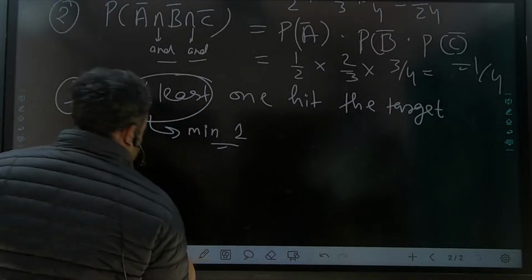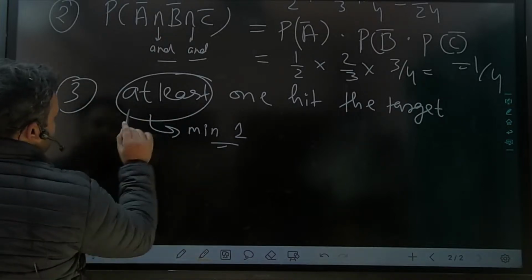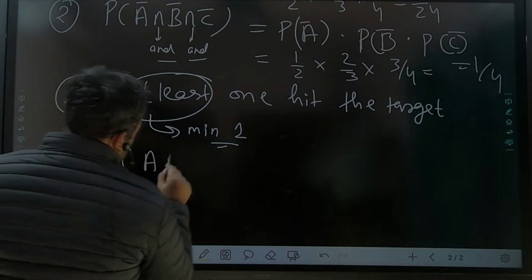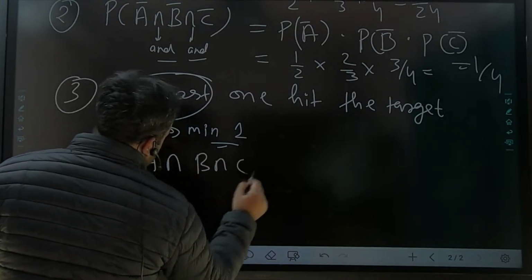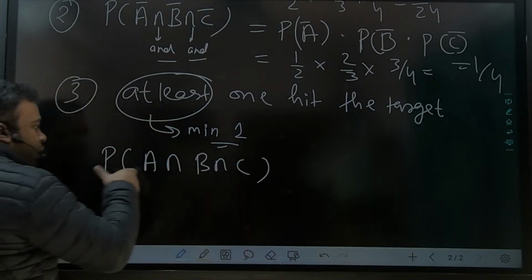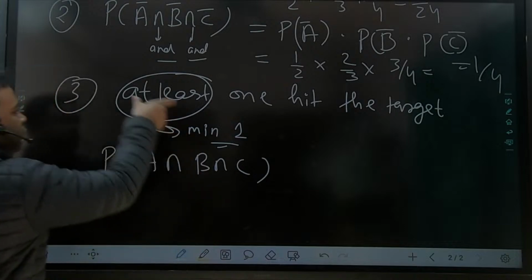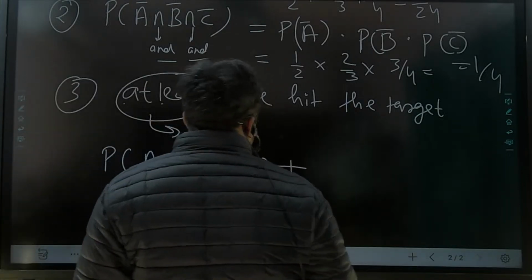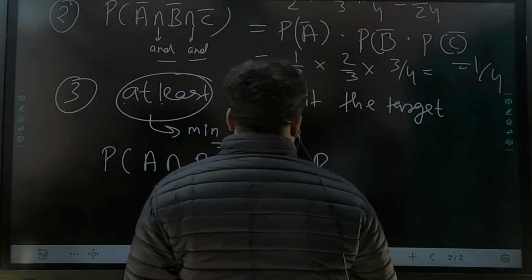So let's try to understand here. Minimum means hit a target. It means I can have this case also, that all can hit the target. Minimum one, right? So all three hitting the target will come into this category. Or what can be the category? Minimum one will hit the target, right?